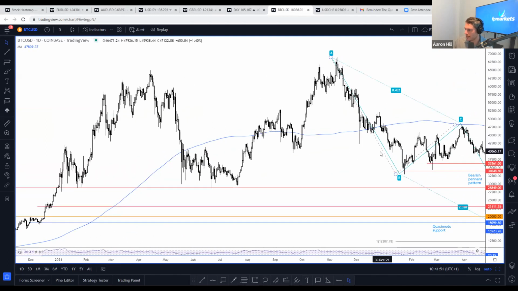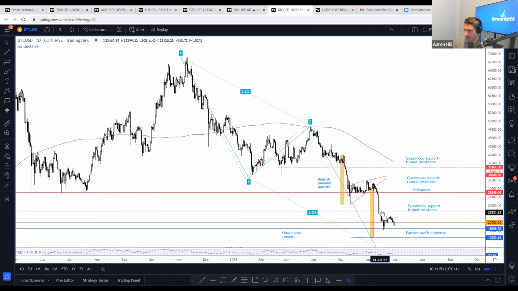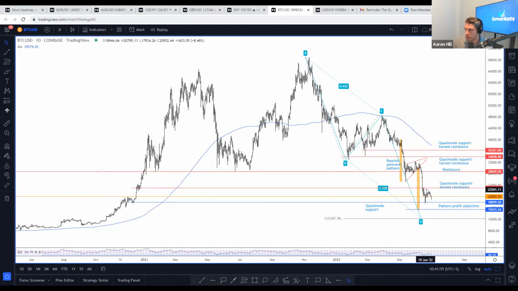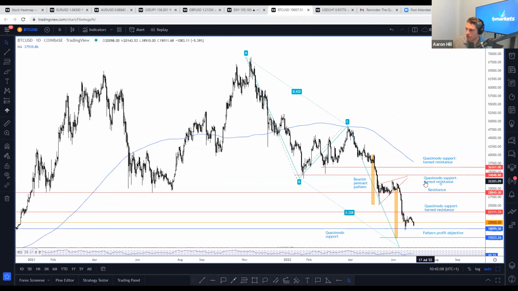Now, would I trade this level here? This is the Quasimodo support. No, I would not. Why? Because the sentiment is so much against us at this point. I would not be buying, entering long here. I just would not. This just does not make any sense.